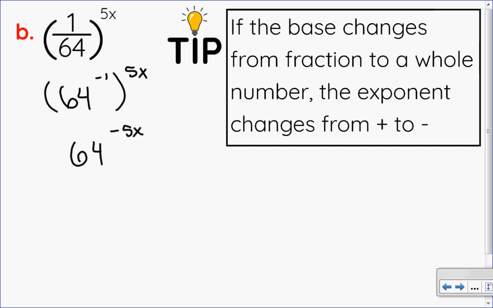But I wanted the smallest whole number base, so I know I can go smaller than 64. I can actually go all the way down to 2. If I take 2 and multiply it by itself 6 times, I would get 64. So 2 to the 6 is raised to the negative 5x, and then I just keep my base and multiply my exponents, which is negative 30x. So that would be 2 to the negative 30x, the smallest whole number base.